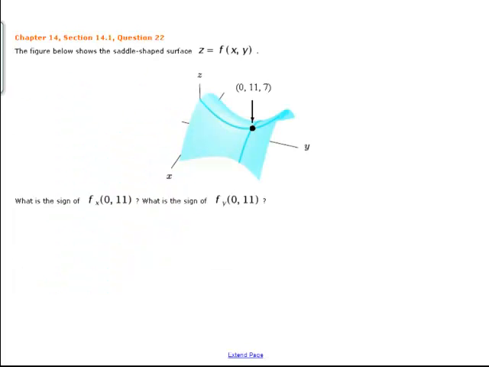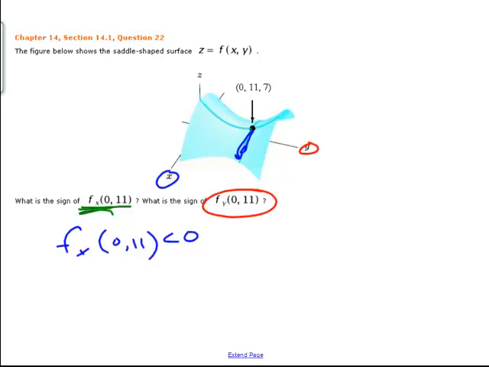All right, here we have a saddle, and we've looked at these graphs before. So it says, what's the sign of the partial derivative with respect to x at 0, 11? The partial derivative with respect to x means we're just changing our x value, so in this direction. When we change x, we see that our z value is going down, so the partial derivative is less than 0. Whereas in the y direction, if I just change in the y direction, my z value goes up. So f sub y at that point is greater than 0.